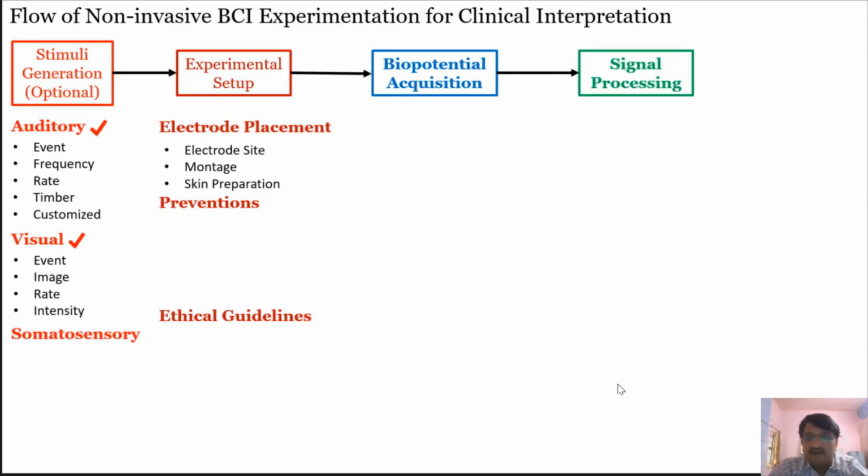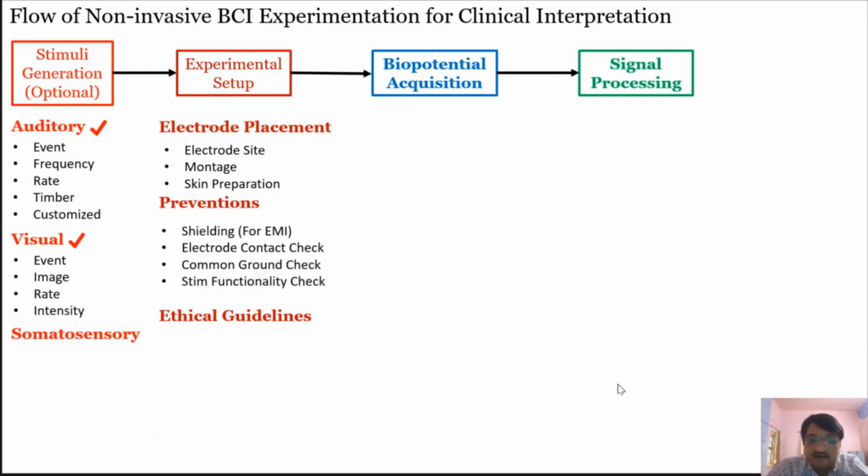Further, if we move ahead, there are a few things which we must take care of. First and foremost, the biggest problem for any biopotential acquisition in an open environment would be power line interference. So you should be using shielding. How exactly to use it, which kind of shielding we should use, and how it stops electromagnetic interference, we will see.